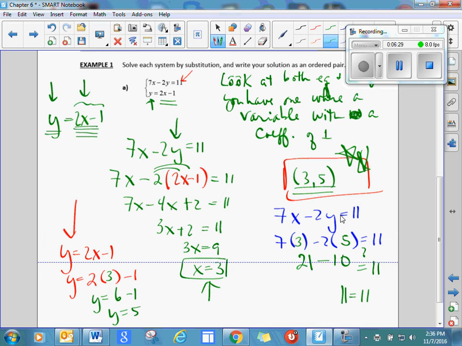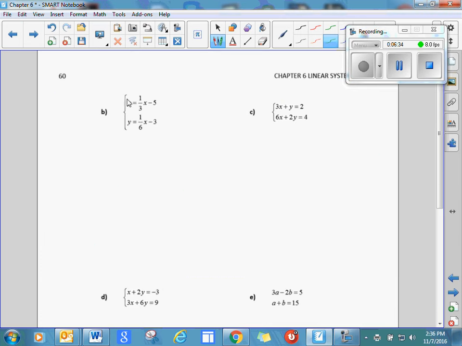Okay, let's do one more on the top of page 60 before we stop this video. Here are our two equations right here. This is our system of equations, and we need to solve them by substitution.